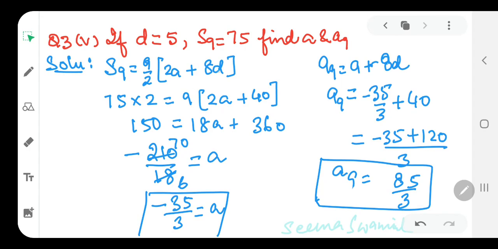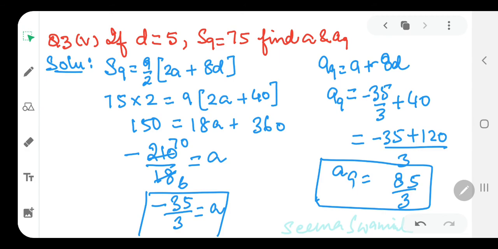2a plus 8d, d is 5. So when you put the value of d and multiply it with 8, it will become 40. Multiply this 9 inside, you will get 18a plus 360. Bring this 360 this side, subtract 150 out of it and you will be left with minus 210. As we want to find out the value of a, bring this 18 this side and you will get that a is equal to minus 35 by 3.